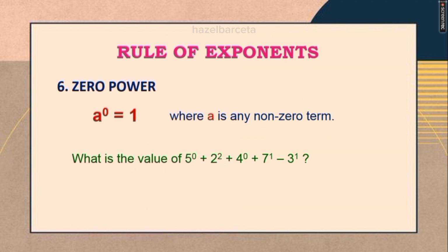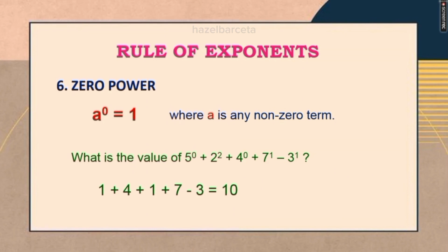So 5 raised to 0 is equal to 1 plus 2 raised to 2 or 2 squared is equal to 2 times 2, which is 4, plus 4 raised to 0 is equal to 1 as per our rule, plus 7 raised to 1, 7 minus 3 raised to 1, which is equal to 3. Pero in reality po talaga, hindi na po natin sinusulat yung exponent na 1 kasi understood na po iyon. Ito ay for the sake of the example.